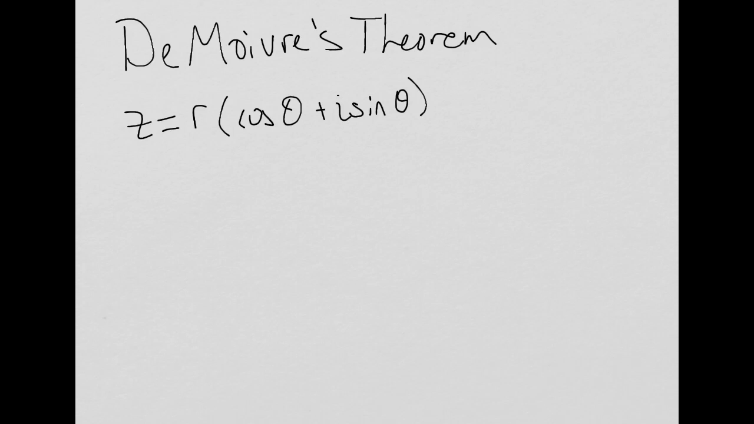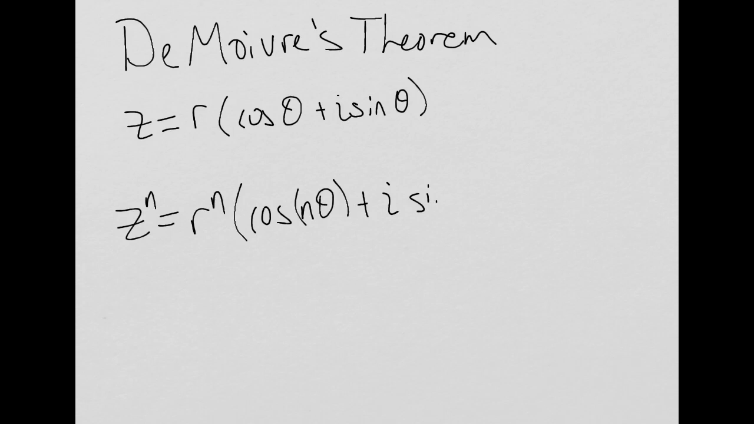But if I do this to itself, I'm just multiplying it by itself, and I'm taking these numbers, whatever my thetas are, and adding them to themselves. So DeMoivre's theorem tells me that z to the n is equal to r to the n times cosine of n theta plus i times sine of n theta. That's where this polar form really gets exciting, just how powerful it is.